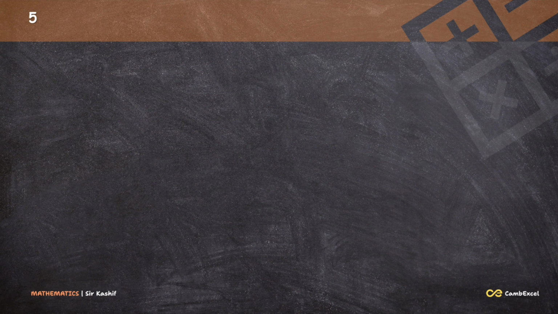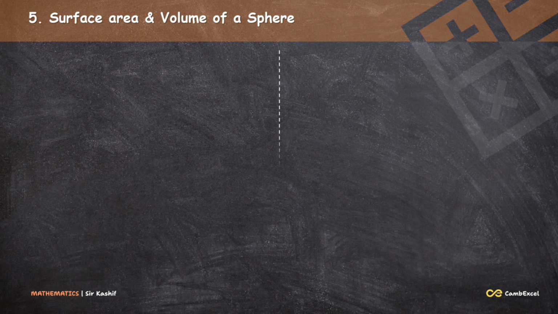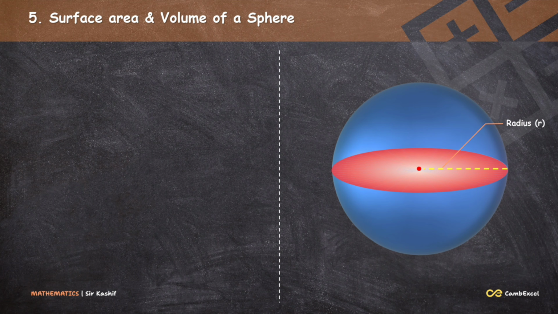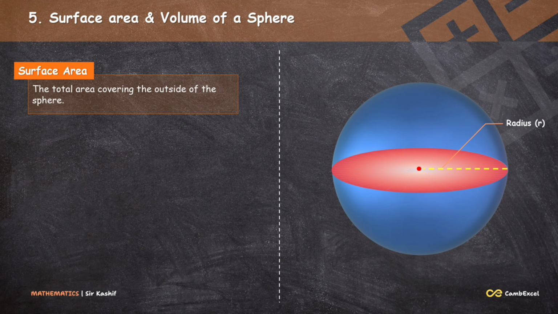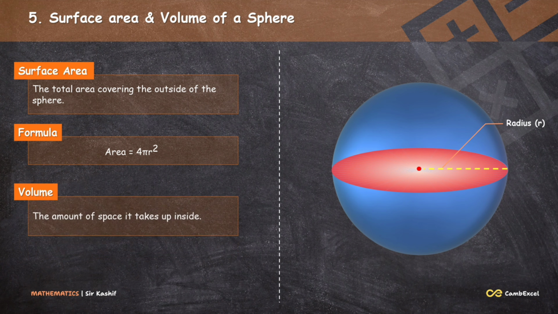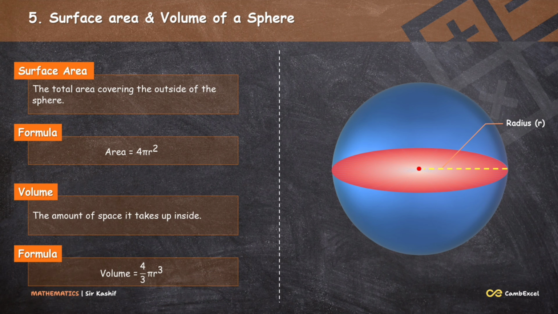Next, we are going to find the definitions of surface area and volume of a sphere and their relevant formulas. Starting with surface area. By definition, the surface area of a sphere is the total area covering the outer side of the sphere, and the formula used to find the surface area is 4 pi r square. By definition, volume is the amount of space it takes up inside, and the formula used to find the volume is 4 by 3 pi r cube.